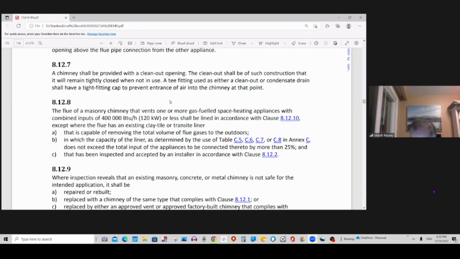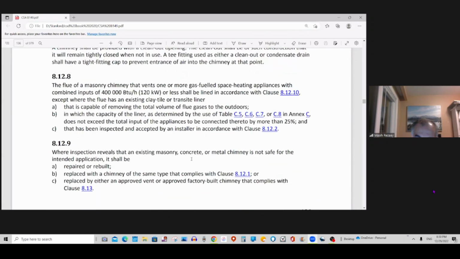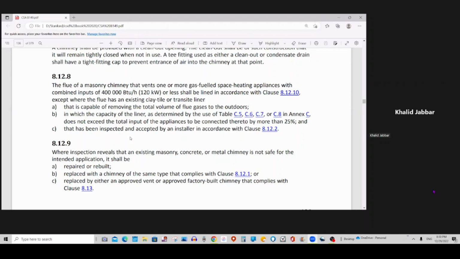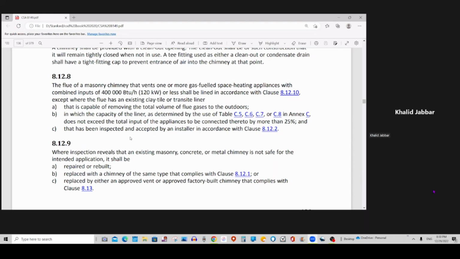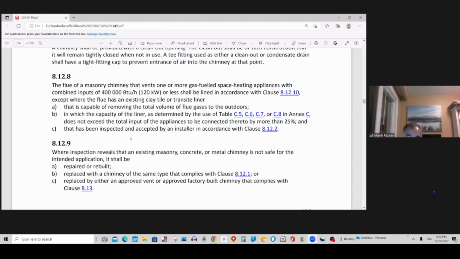So when we do the chimney, first of all, you have to inspect the chimney and make sure the chimney is open. How do we inspect it? You use the smoke test, to check that the chimney itself is not blocked or something like that.